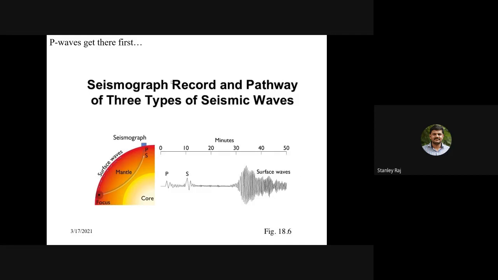So P waves get there faster. The seismograph record and the pathways have three types of seismic waves: primary wave, secondary wave, and surface wave.